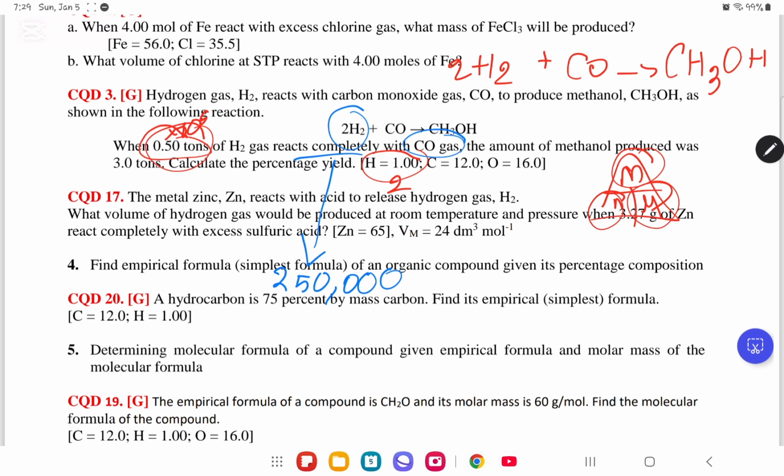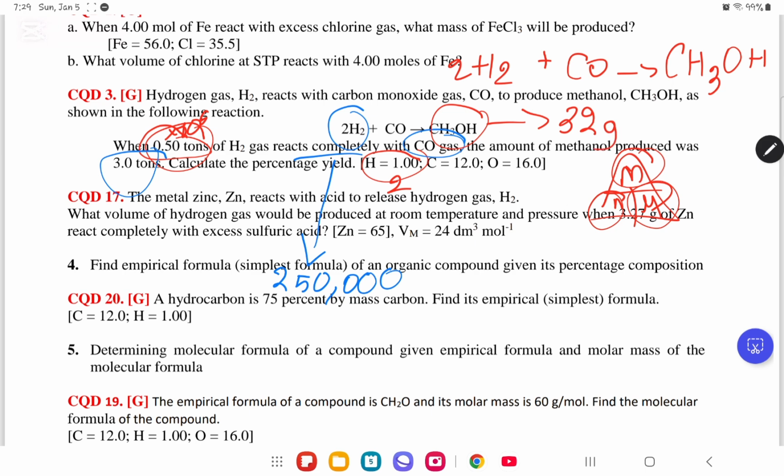That means if the 2H2 is fully used up, the CO is also fully used up. So there is no excess and no limiting reagent. They told us that the amount of methanol produced was 3 tons. So let us also find the number of moles of methanol. First of all, the molar mass of methanol is 12 plus 3 plus 16 plus 1, which gives us 32. So the molar mass of methanol is 32 grams.